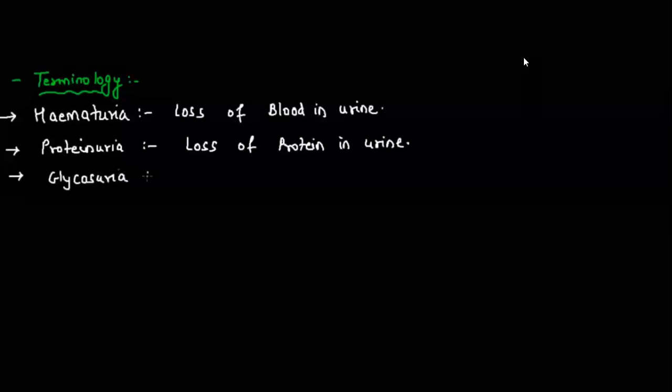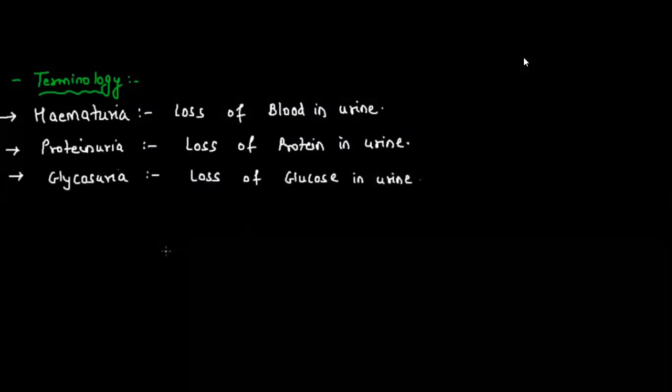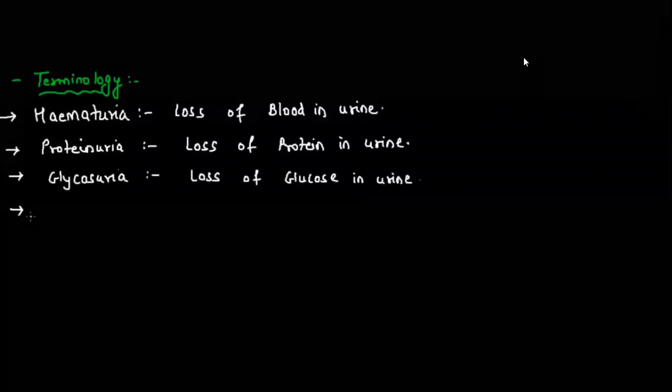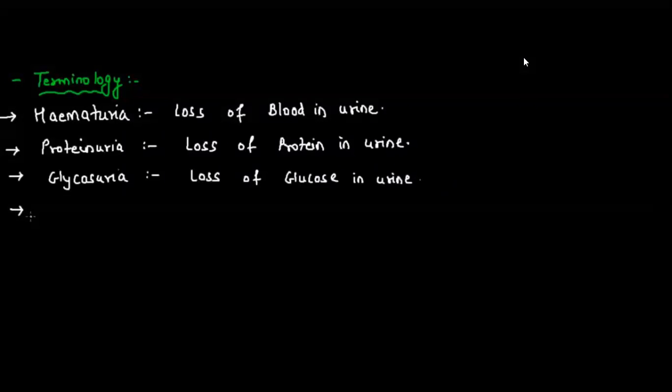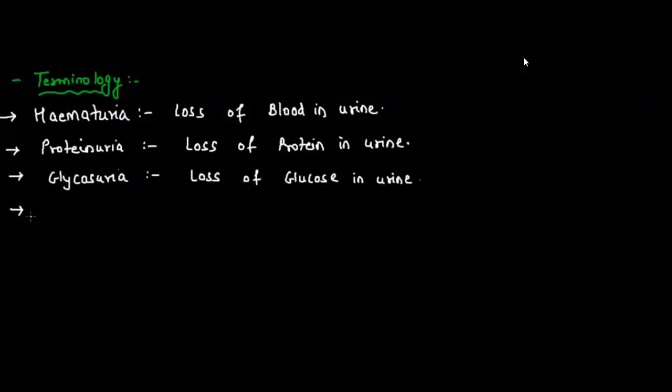The third one is glycosuria. What is glycosuria? It is loss of glucose in urine. How will I come to know that there is glucose loss in urine? It's very simple: wherever you urinate, if there is glucose present in the urine, ants will get attracted towards your urine. So a gathering of ants near the place where you have urinated indicates that you are suffering from glycosuria, that is, loss of glucose in urine.